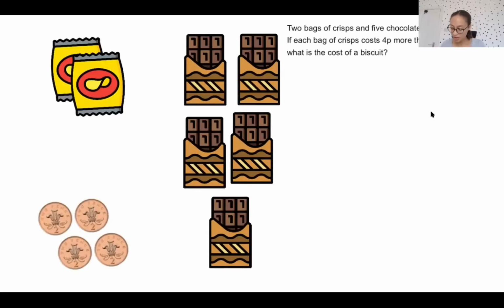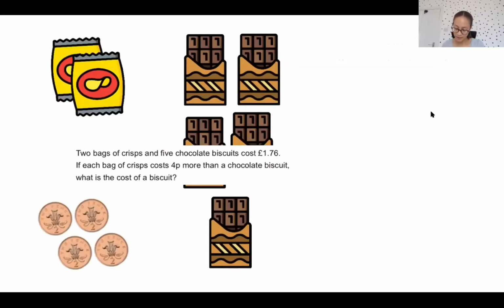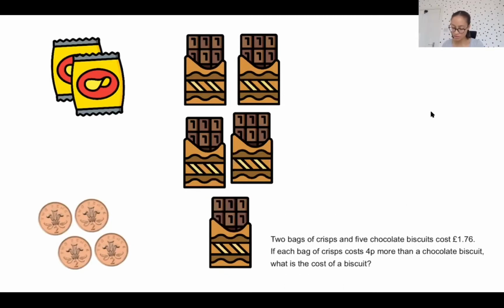So we've got the question here. I've got my 2 bags of crisps, 5 chocolate biscuits, and then that costs £1.76. I know obviously you can't draw this in an exam, but I'm hoping that seeing it will help you to visualize the problem, which will make it easier to do in an exam because you'll understand where all of this is coming from. Just ignore the pennies at the bottom for now. So 2 bags of crisps plus this, £1.76.